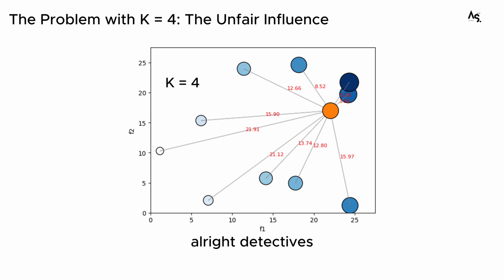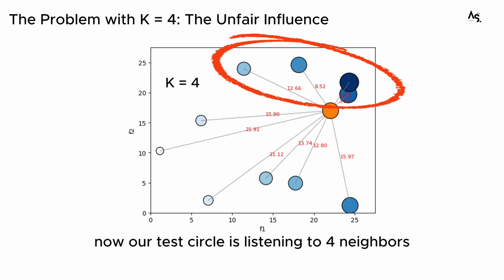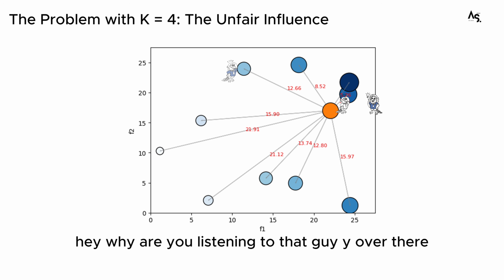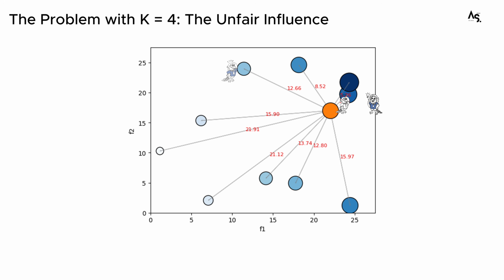Alright, detectives, we increased k to 4. Great. Now our test circle is listening to 4 neighbors instead of just one. But a new problem appears. One of the closest neighbors whispers, "Hey, why are you listening to that guy over there? He's so far from you." Our test circle replies, "Well, I need to check with 4 neighbors, and he's my 4th closest."